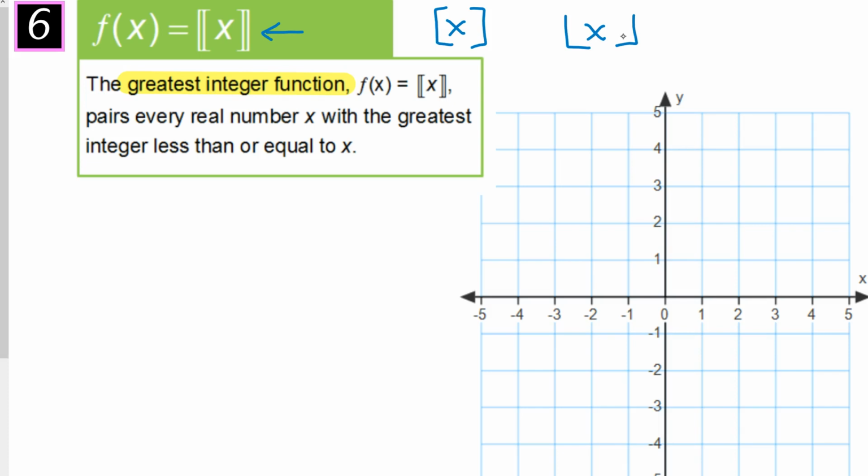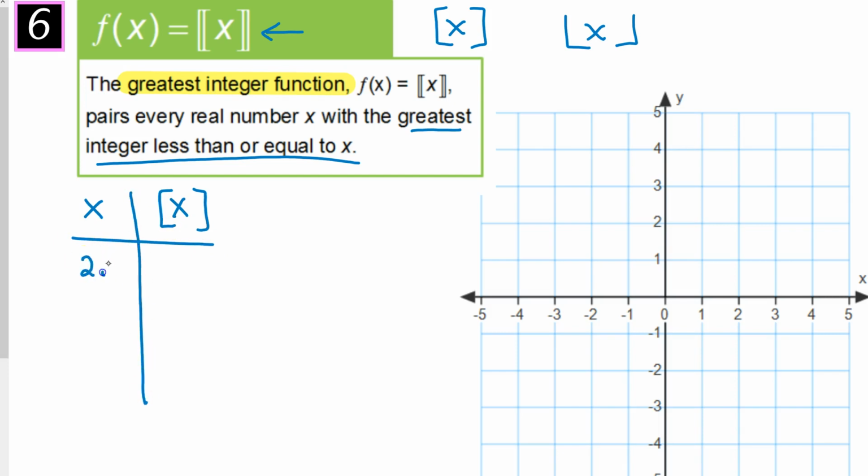So here's what this function does. Each input is rounded down to the greatest integer less than or equal to it. Greatest meaning largest. So let's take some examples. If you had the number 2.3, round it down to the nearest integer, 2. If you had the number 2.9, round it down to the nearest integer, 2. If you had the number 2.99, round it down to the nearest integer, 2.